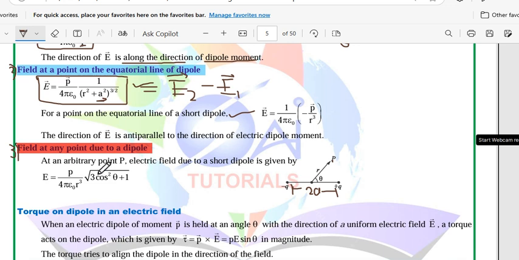The electric field E1 is equal to 1 by 4 pi epsilon naught into 2p cos theta divided by r cube, because the point is perpendicular to the point O. Am I right? This is equation number 1.